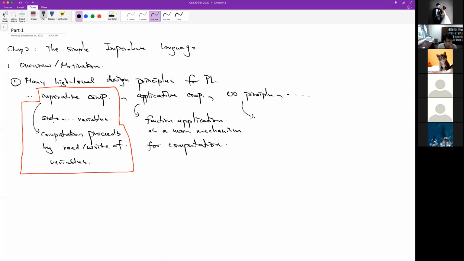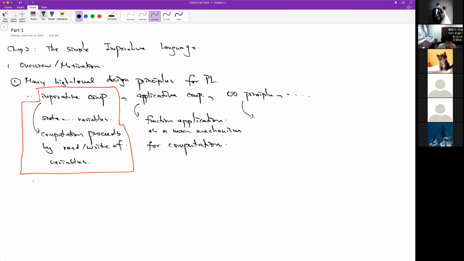So for instance, if you want to analyze some aspects of imperative computations, typically if a researcher wants to study some aspect of imperative computation, they look at the language that I'm going to present in this lecture and the next lecture and so on.